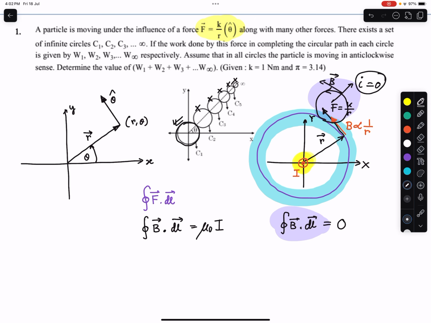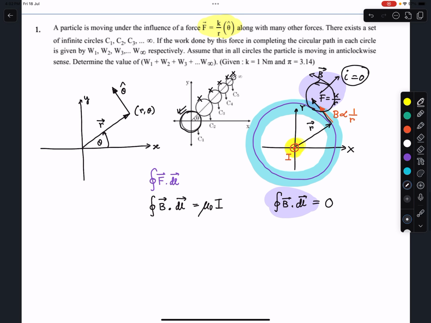Now in the same way we can find that W2, W3, W4, W5 will all be 0. Only one work will exist, that is this W1. So let us calculate W1.